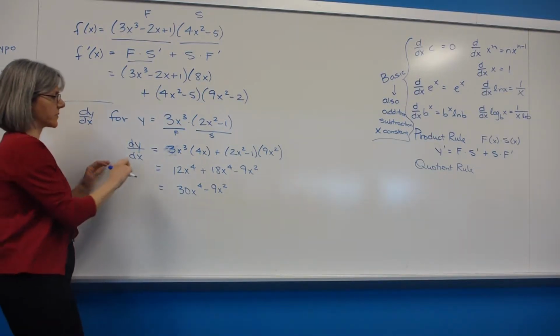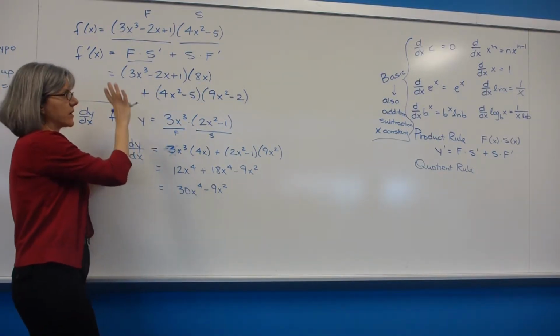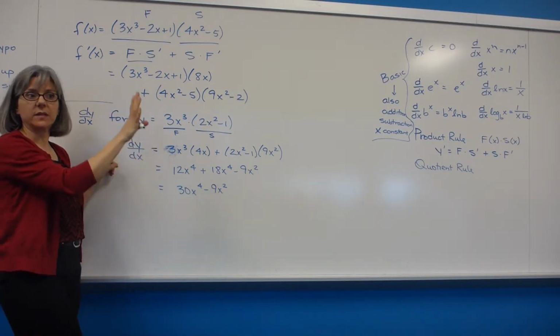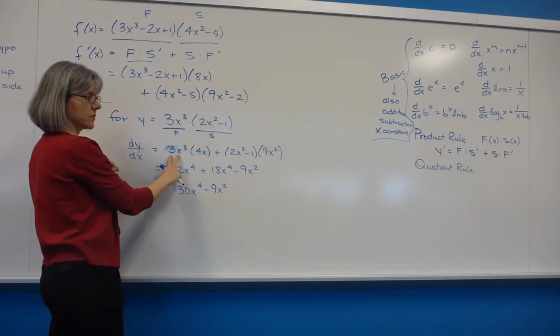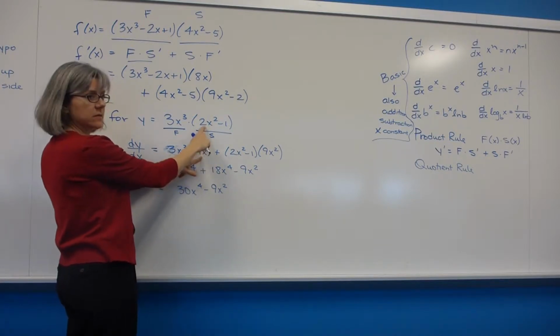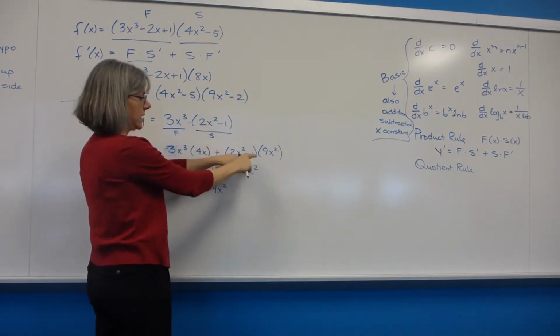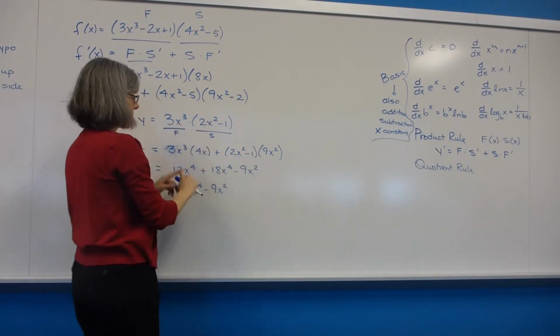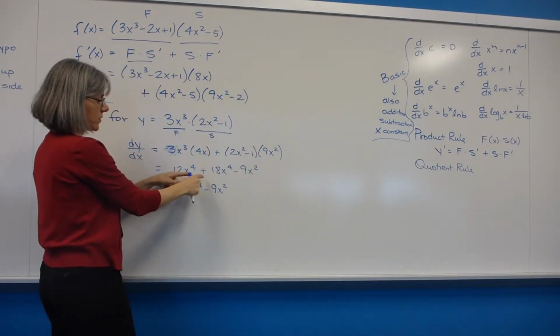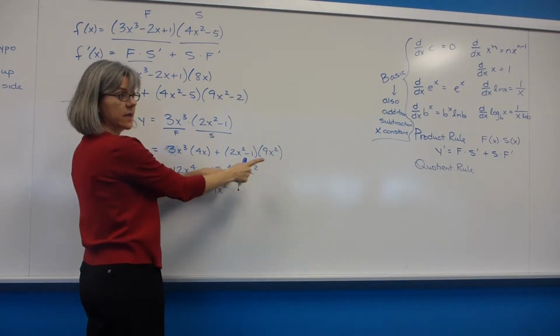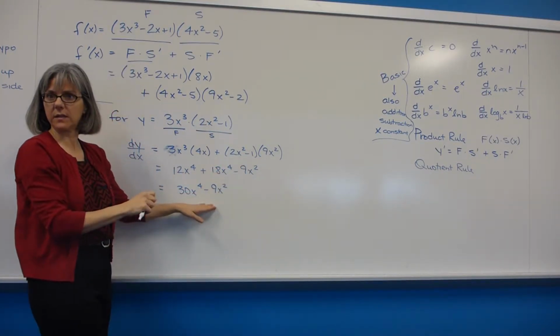All right, so let's start taking a look. Again, the pattern. First times derivative of the second plus second times derivative of the first. So first times derivative of the second. Derivative of the second would be 4x. Plus the second, write down the whole thing, times derivative of the first. Start multiplying out, so we'll get 12x to the fourth, 18x to the fourth minus 9x squared. Combine them. Did everybody get this? Did I do it right?